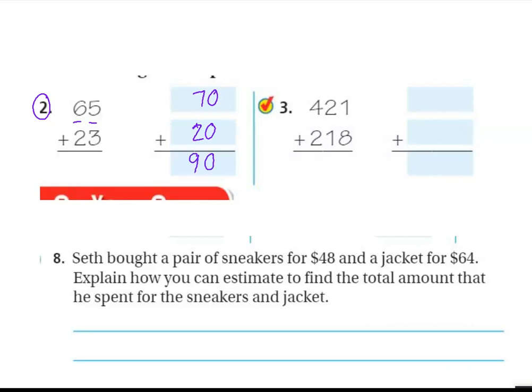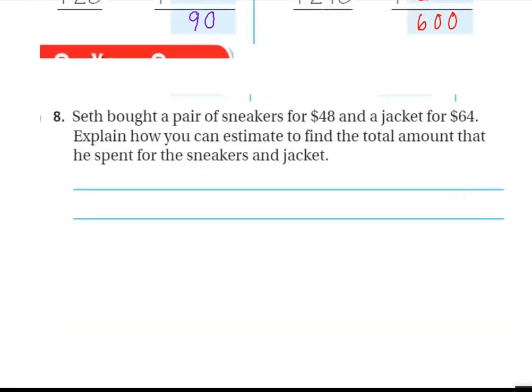Now I'd like you to try number 3. For number 3, I'd like you to round to the nearest 100. Go ahead and pause the video and give it a try. If you rounded 421 to 400 and 218 to 200, you are correct. The sum would be 600. Now let's try a word problem together.